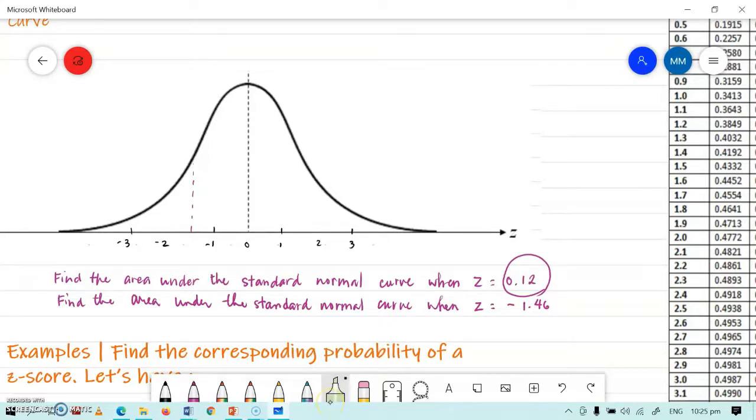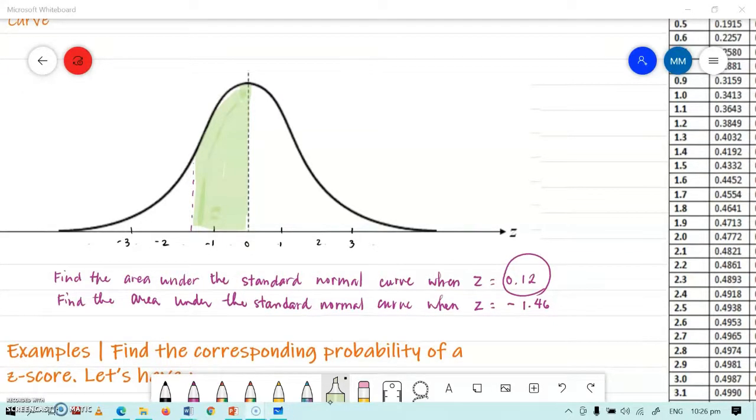So let's shade that region. Okay, so that entire shaded region. To find the area of this shaded region, we'll have to make use of the z-table. But we have to make clear that no area is negative. And since our curve is symmetric about the mean, looking for the area of a negative z-score is just equal to looking for the area of a positive z-score. Okay, so simple as that.